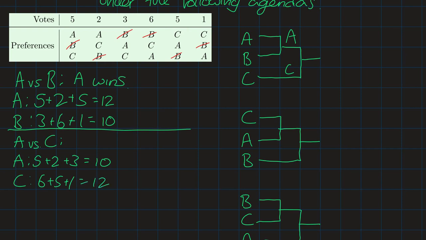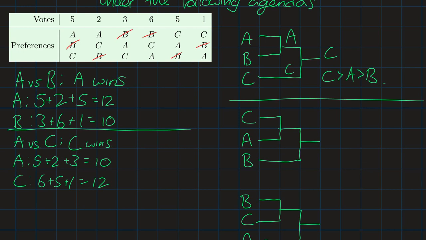Which is 12. So C wins. Okay, which means C is the winner. So you can do it there or you can do it there. I'll probably just do it here. So C is the winner. And in this case, the social ranking is going to be C beats A beats B. Okay? Easy enough.